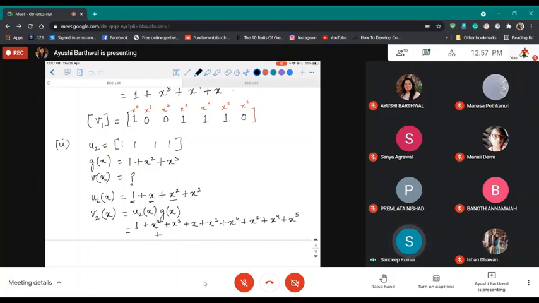x cube plus x to the power 5 plus x to the power 6. Then, what is the next step? If an even number of terms are common, then we make it 0. We'll be making it 0.